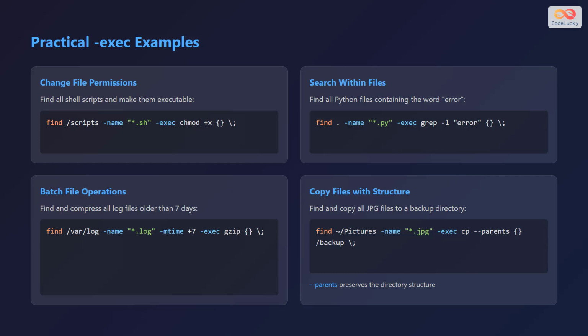the command find /var/log -name "*.log" -mtime +7 -exec gzip {} \;. To find and copy all JPG files from the /pictures directory to a backup directory, preserving the original directory structure, use the command find /pictures -name "*.jpg" -exec cp --parents {} /backup \;. The --parents option preserves the directory structure when copying the files.